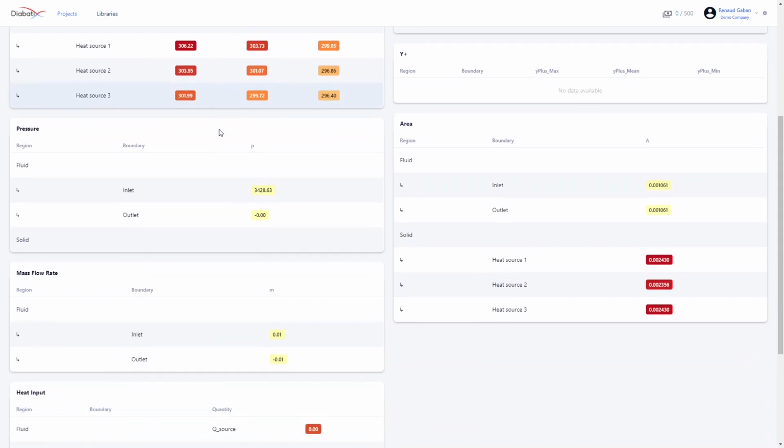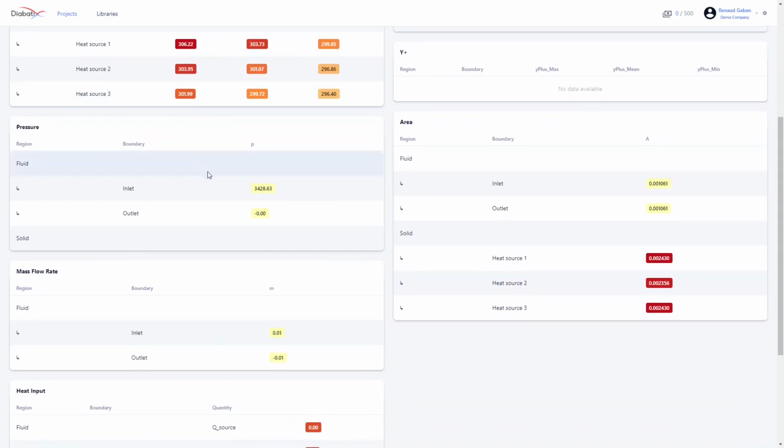In the second and the third tables, the relative pressure and the mass flow at boundaries of type inlet or outlet are shown. Pressure is presented in Pascal, while the mass flow rate has units of kilogram per second. Be aware that a positive value means an incoming mass flow and a negative value means an outgoing mass flow.